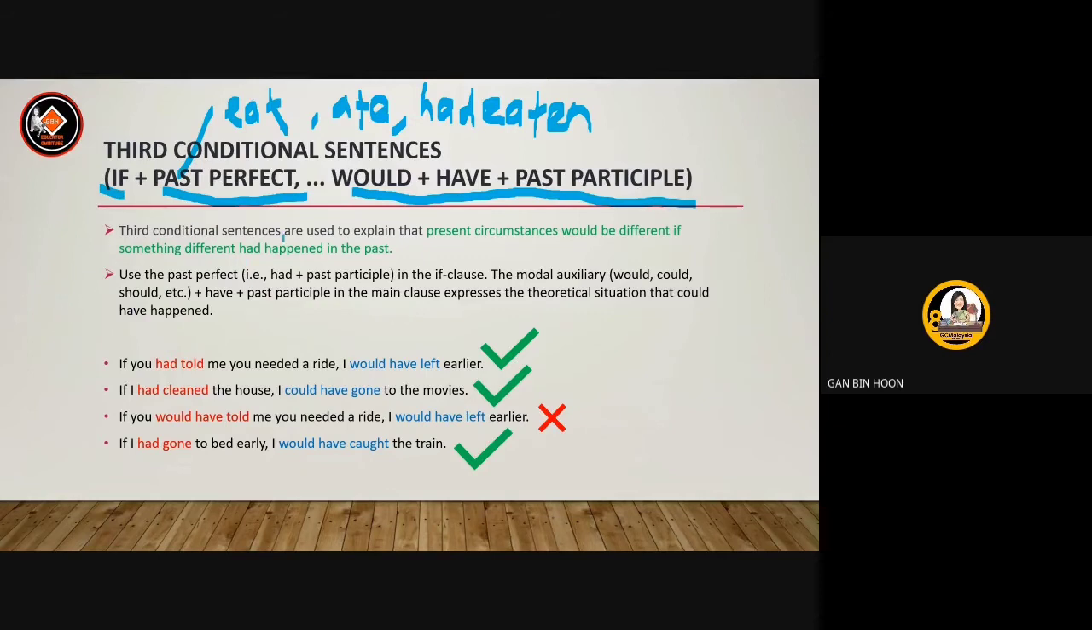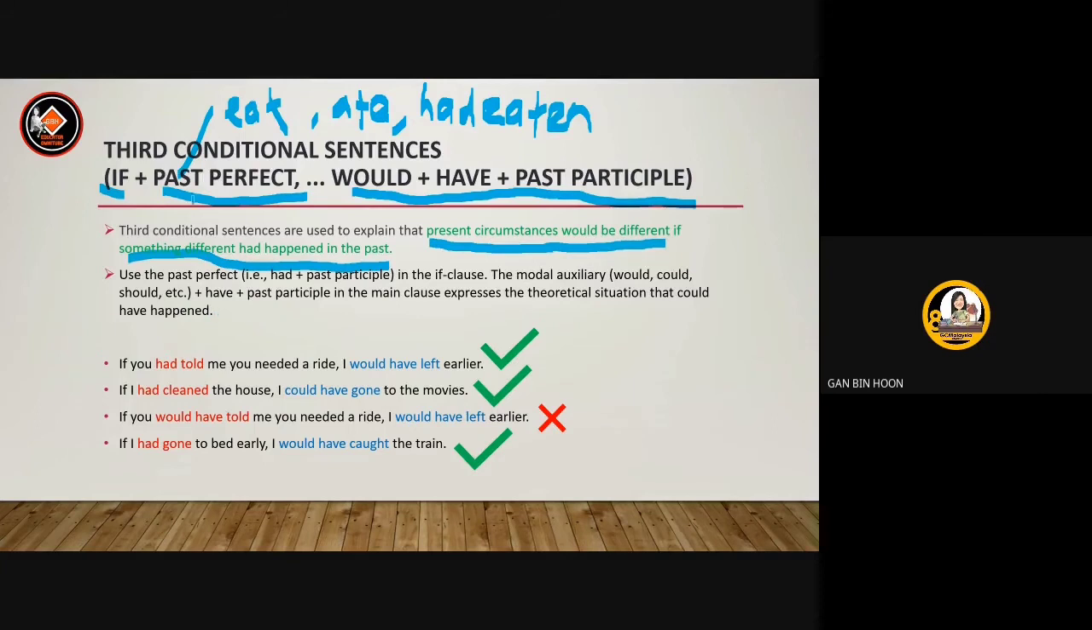Apa maksud ni? Okay. Third conditional sentences are used to explain the present circumstances would be different if something different had happened in the past. Apa maksud dia? Kenapa nak guna third teacher? I don't use all. Yes, you don't use all. Maybe you use only the zero conditional sentence. Maybe you use the first conditional sentence, then you don't use the others. Tapi kita kena belajar. Okay, apa maksud dia? Maksud dia, keadaan sekarang, present situation, circumstances would be different. Keadaan sekarang akan jadi lain if something different had happened in the past. Bermaksud, kalau sesuatu berlaku lain, sekarang akibat dia pun lain.